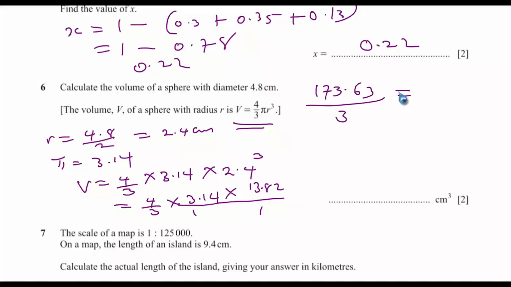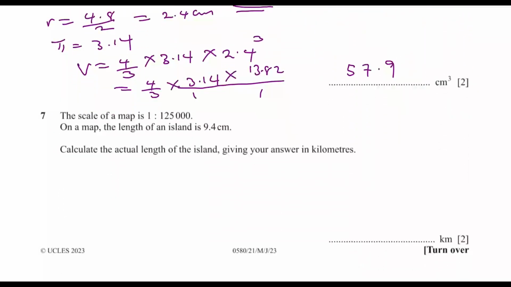And the final answer will be 57.9. That is to 3 significant figures. 57.9 cubic centimeters. Question 7. The scale of a map is 1:125,000. On a map, the length of an island is 9.4 centimeters. Calculate the actual length of the island, giving your answer in kilometers.